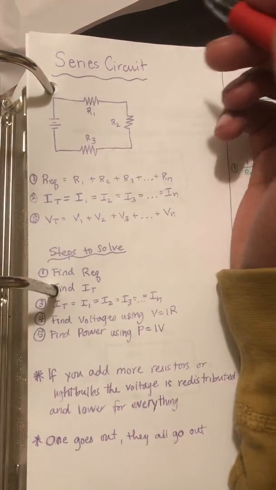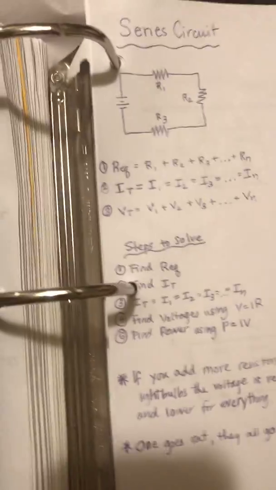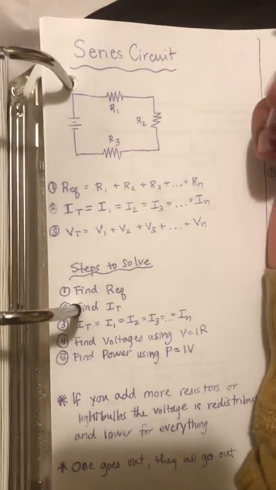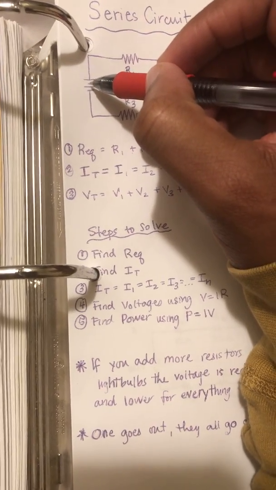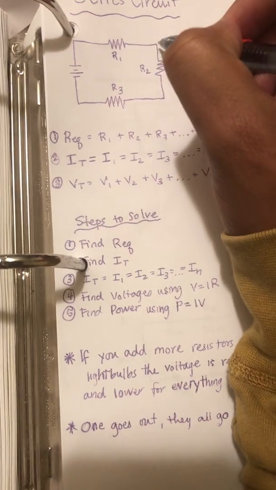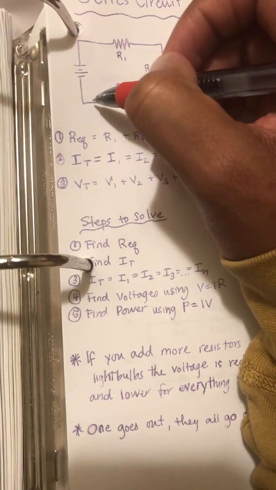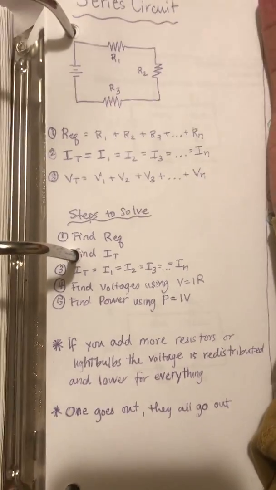Then we have resistors, and these straight lines are just wires that connect those resistors. Looking at this series circuit, there's only one way for the current to go. It can go this way, and it's only going to flow like this. It's one path of flow. And there are a few things that are true about series circuits.